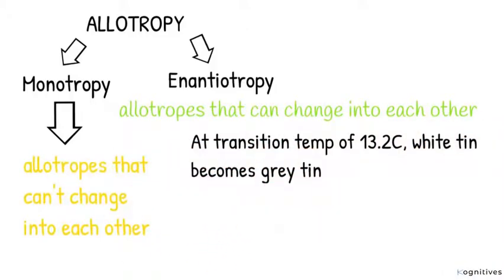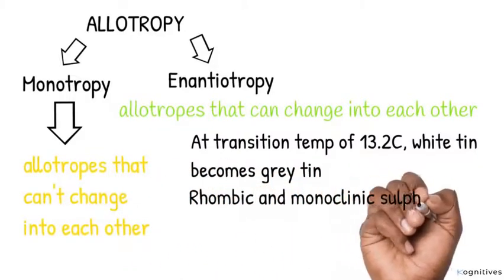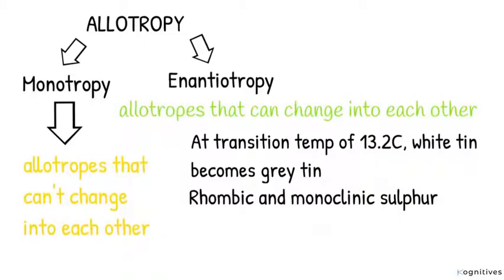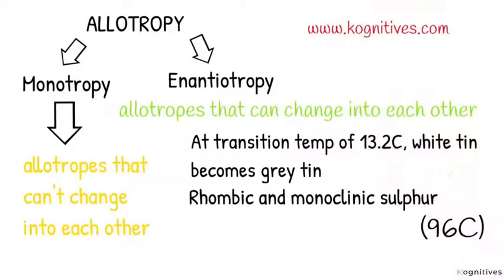Also, sulfur exhibits enantiotropy. The reason is because rhombic and monoclinic sulfur can change into each other at the transition temperature of 96 degrees Celsius. So, they exhibit a special type of allotropy called enantiotropy.